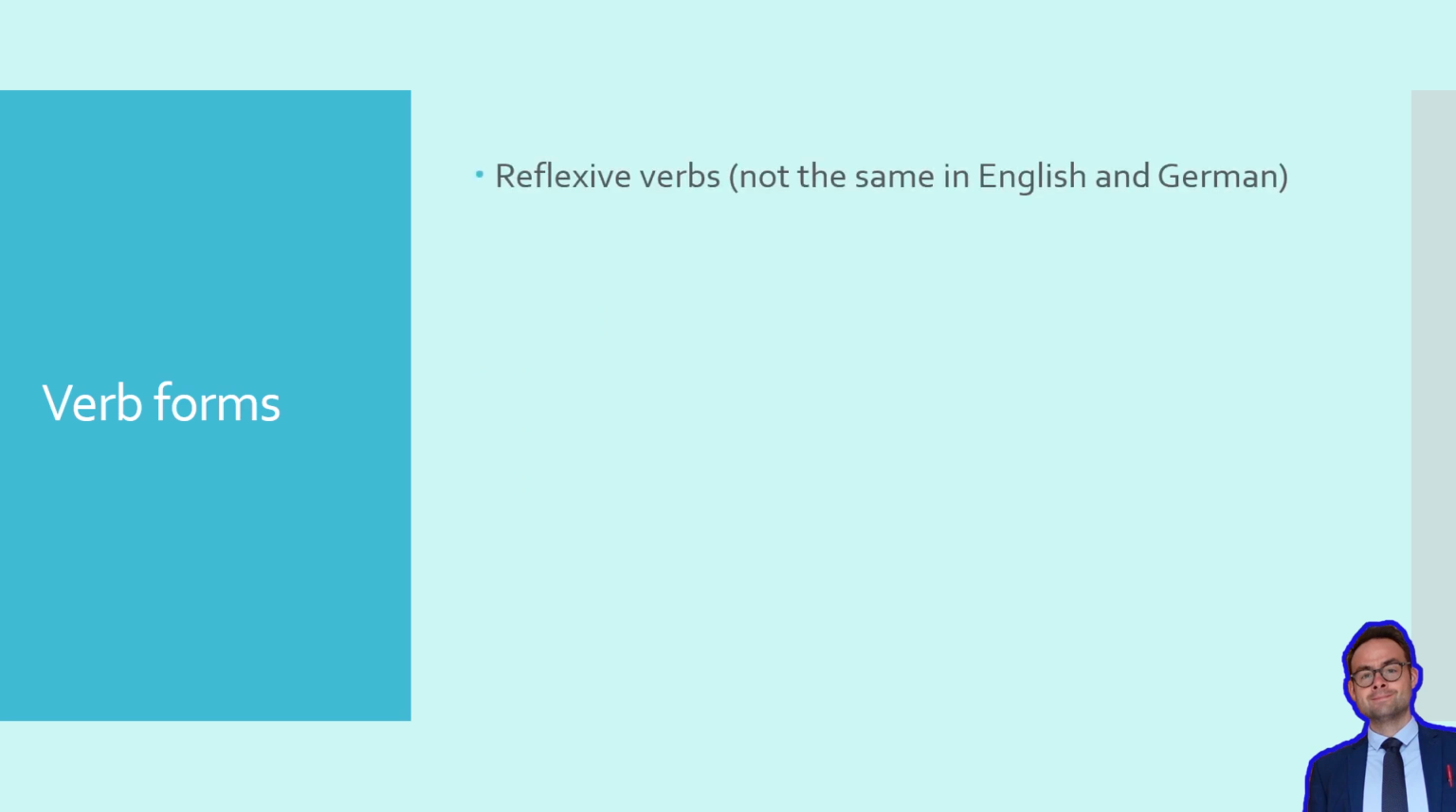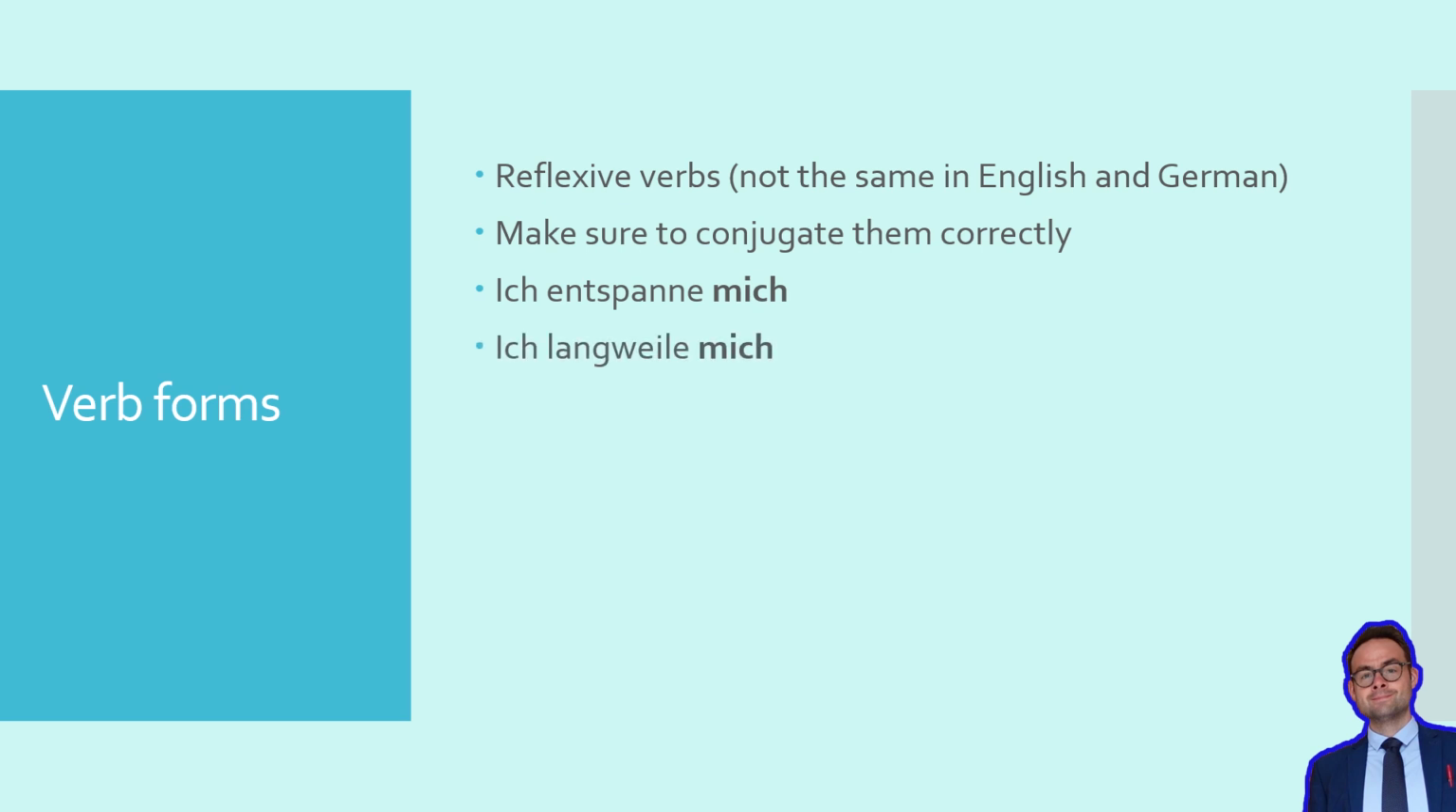Other verb forms, reflexive verbs. We do have reflexive verbs in English, but we don't always use them with the same verbs that we do in German. Make sure you conjugate them correctly as well. It's kind of like I help myself, you help yourself. Ich entspanne mich. So literally, I relax myself. Or ich langweile mich. So I get bored. Literally translates to I bore myself. Or ich entscheide mich. I decide. So we don't use myself in the English form, but we do in the German.